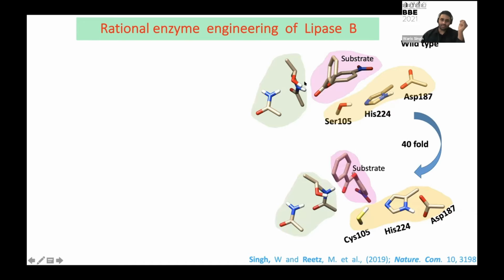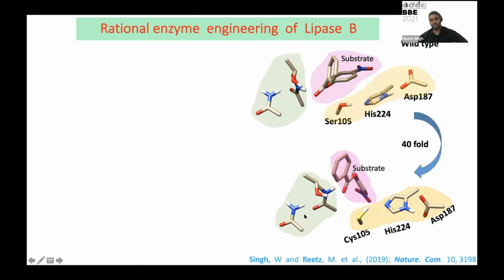By using the approaches which I spoke to you about in the last slide, we were able to make an artificial lipase, which has a 40-fold improvement in catalytic efficiency. And it was able to accept the bulkier substrate. So we were able to publish this.